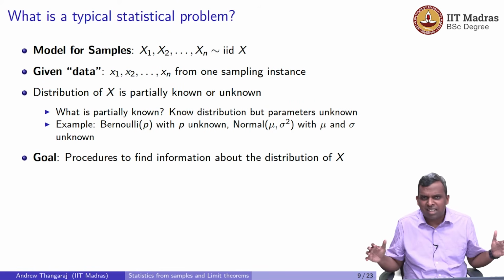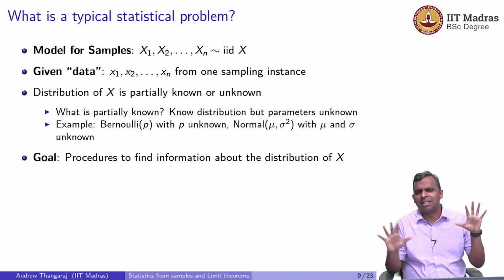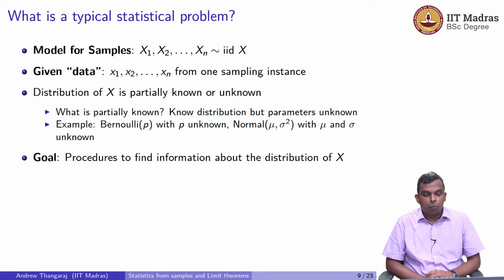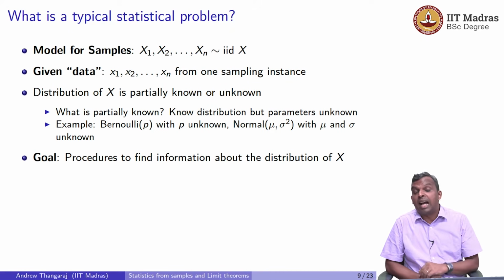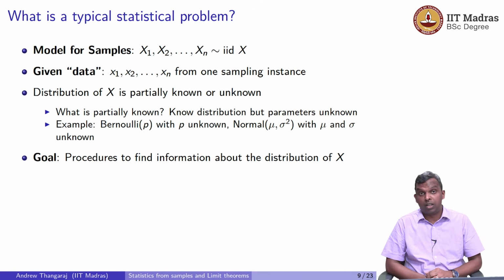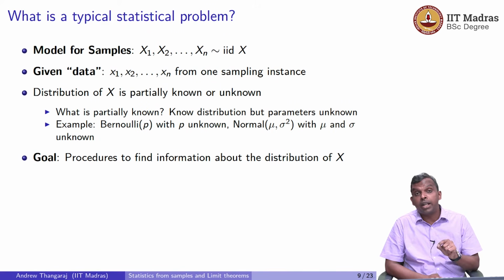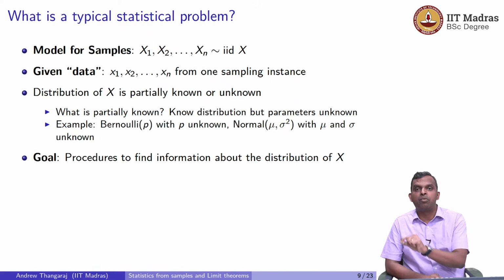Okay, so now having said all that, having given you examples and some settings, etc., I'm ready to define what a typical statistical problem or a procedure will look like. Okay, so you will usually have a model for the samples. Okay, so you're observing some samples. You will usually have a probabilistic model for the sample, and that will be written in this fashion. It will be i.i.d. samples, x1, x2 to xn are i.i.d. according to the distribution of a random variable x.